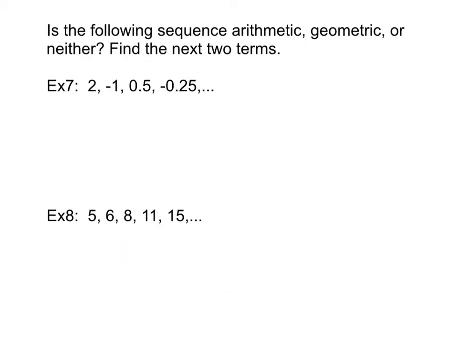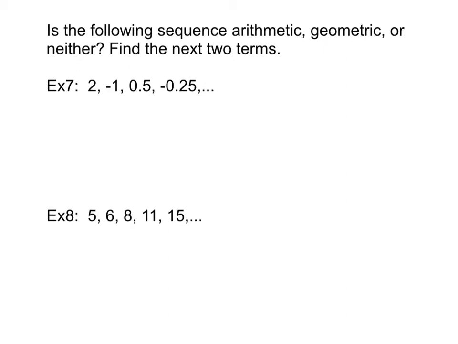Okay, is the following sequence arithmetic, geometric, or neither? We're going to look at this sequence and see if we can figure out which one it is. If you look from 2 to negative 1, you can either think of that as subtracting 3 or multiplying by a negative half. See what happens with the next group.